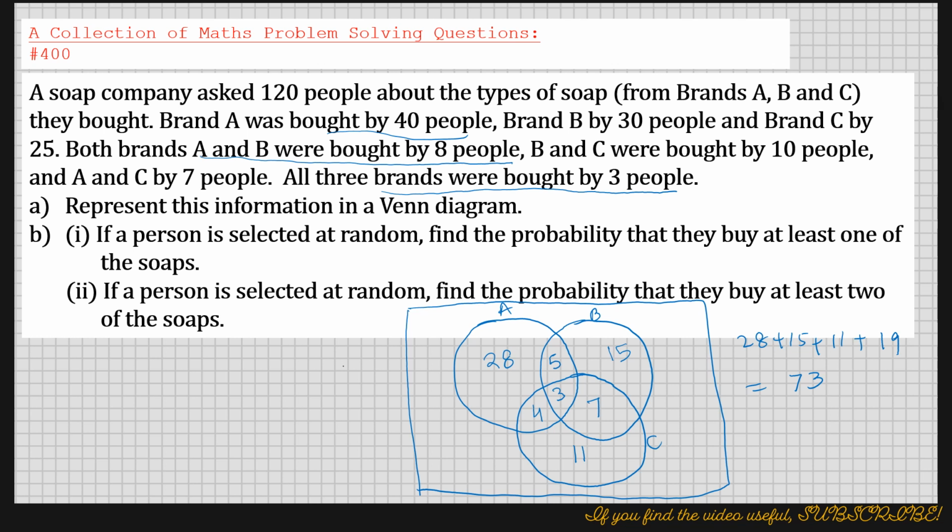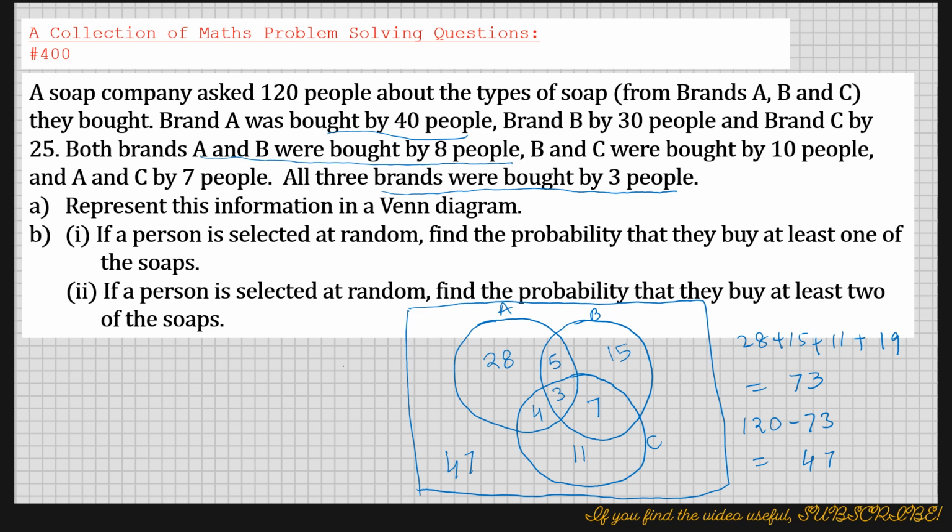So the number who didn't buy any would be 120 minus 73, and that would be 47. So here, 47 people did not buy any of the brands A, B or C. So that is part A. We've done it. This is the Venn diagram.